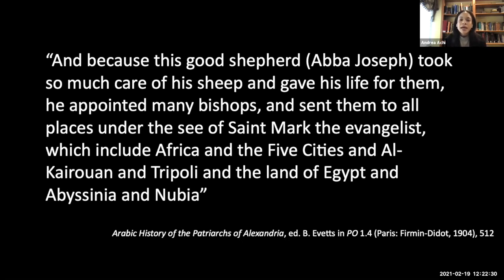So it says, "And because this good shepherd, Abba Joseph, took so much care of his sheep and gave his life for them, he appointed many bishops and sent them to all the places under the See of St. Mark the Evangelist, which include Africa, the Five Cities, Al-Quran, Tripoli, and the land of Egypt, Abyssinia, and Nubia." The literary and visual and material culture of these Christian communities have received increased attention in academic scholarship over the past 20 years. One thing that Dr. Windmiller Luna and I have been trying to do as we organize our exhibition is to privilege these stories that sometimes fall into disciplinary gaps.